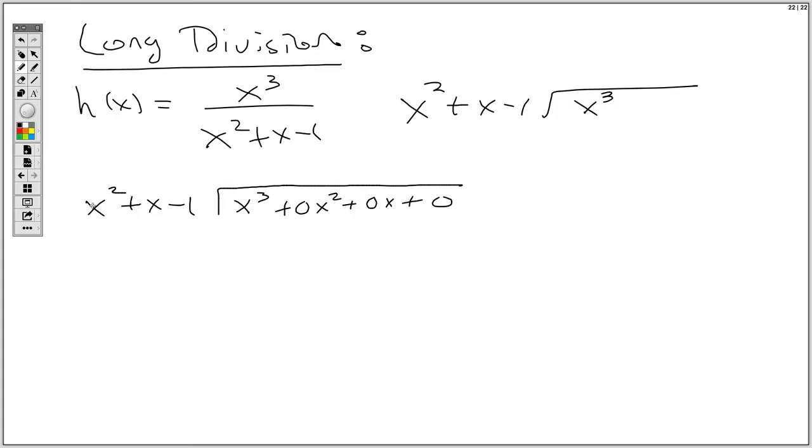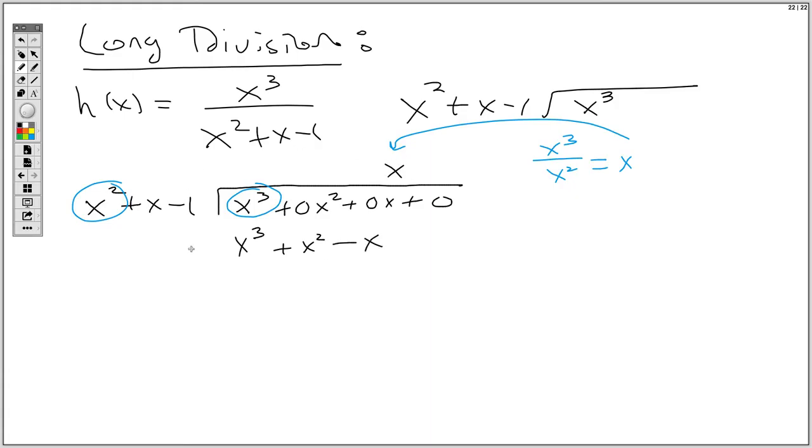We look at x cubed over x squared, and that gives you x. So the x will go here, right? I just take this divided by that. So x cubed over x squared gives me x, which is what goes there. And then I multiply through and then subtract. So x times x squared is x cubed plus x squared minus x, and then I'm going to subtract. So x cubed minus x cubed is 0. Great. 0x squared minus x squared is a minus x squared. 0x minus a negative x is a plus x, and then we bring down the 0.